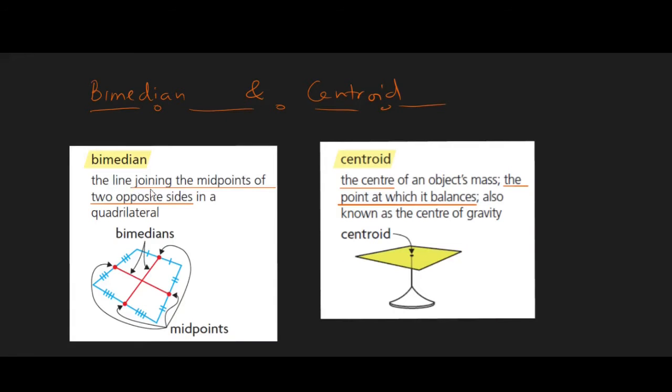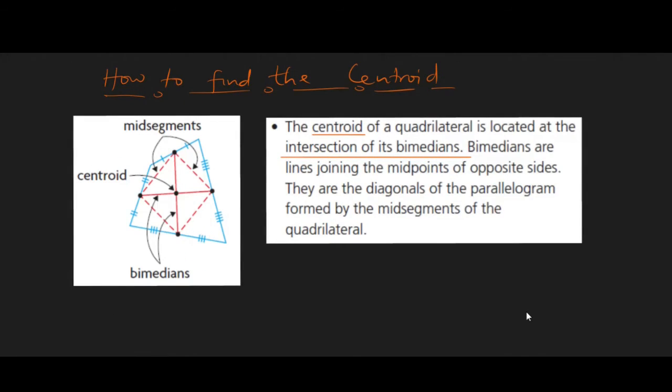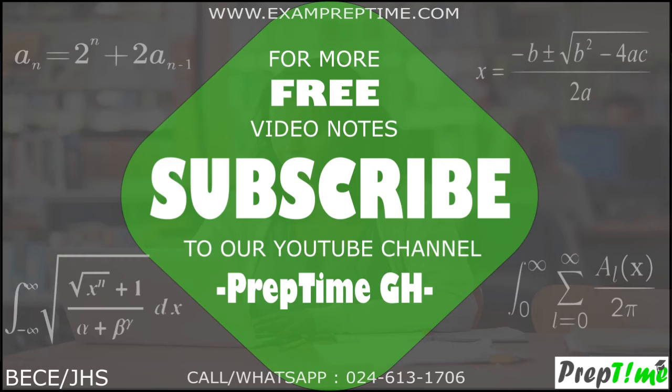A bimedian is the line joining the midpoints of two opposite sides in a quadrilateral, and this helps us to locate the center or centroid of the quadrilateral. How do we find the centroid of a quadrilateral? We will first have to locate the midpoints of each of the sides and then join the opposite midpoints together. The point at which they intersect is the centroid. Now, how do all these properties of quadrilaterals help us to solve questions involving angles? The following examples will show us how.